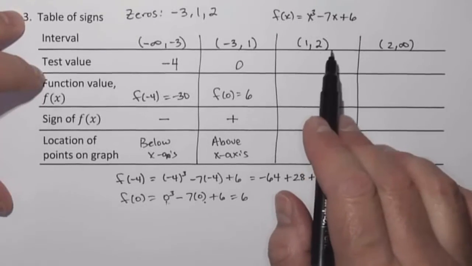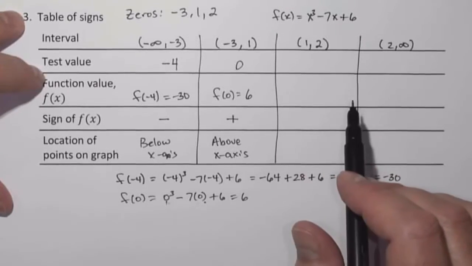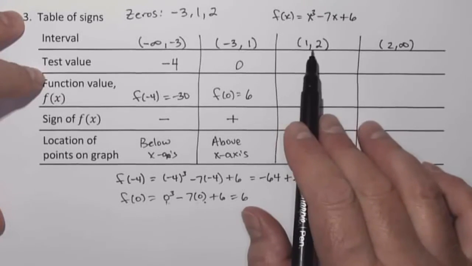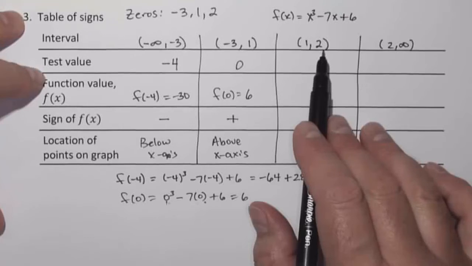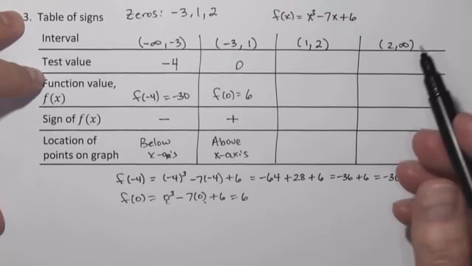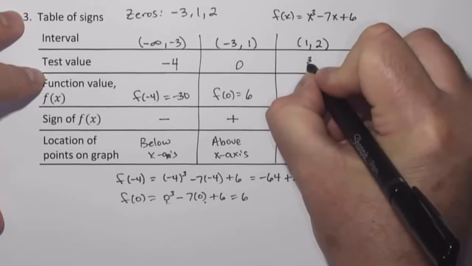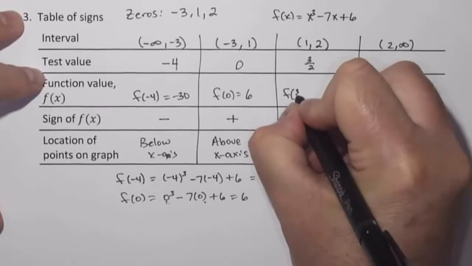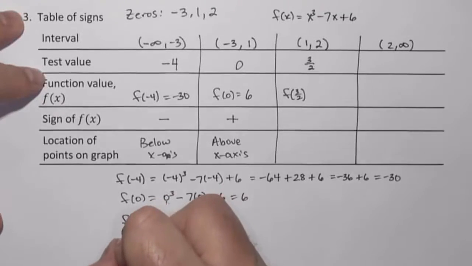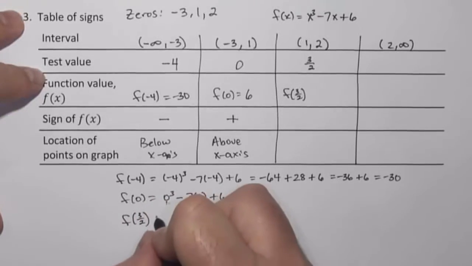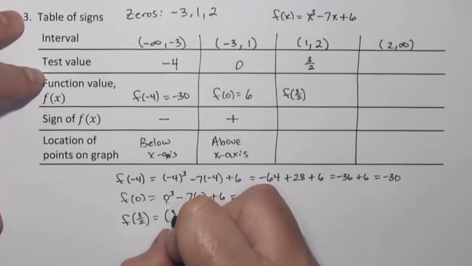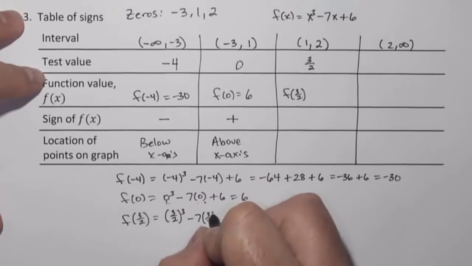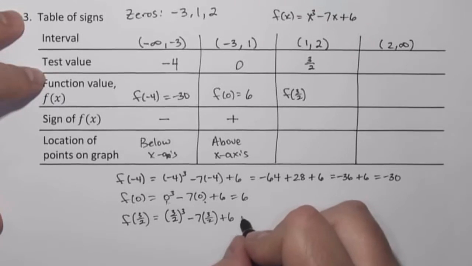Looking at the interval from 1 to 2, we need to choose a test value. Well, now this one's a little more challenging because there's no nice pretty numbers between 1 and 2, so we're going to have to use a fraction. So maybe I'll use the fraction 3/2. Okay, so we're going to need to find f of 3/2. So f of 3/2 is going to be 3/2 cubed minus 7 times 3/2 plus 6.